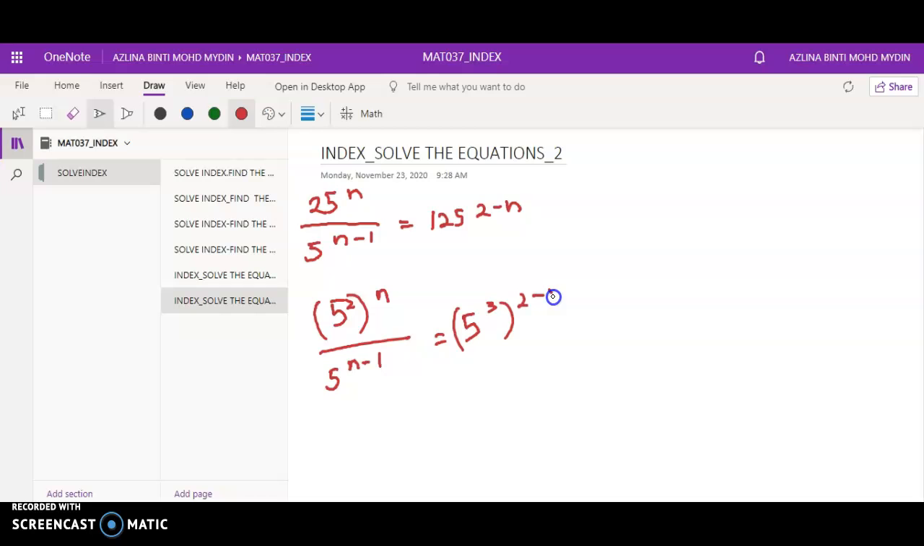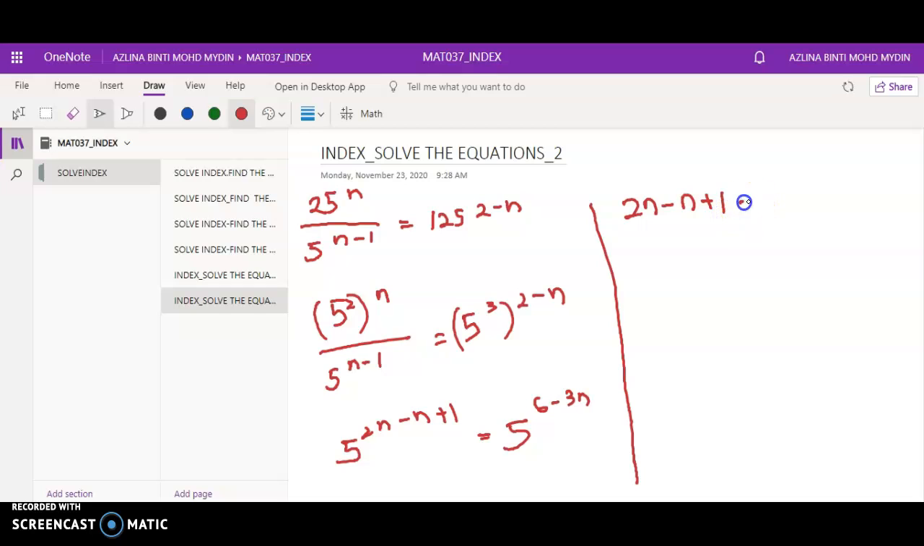Okay, to the power of 2 minus n. So all of it has been in power of 5, so I can write off the 5 using the index rules. So I have 2n minus (n minus 1), which is 2n minus n plus 1, equals 6 minus 3n. Okay, so the bases are the same, so I can let it be 2n minus n plus 1 equals 6 minus 3n.